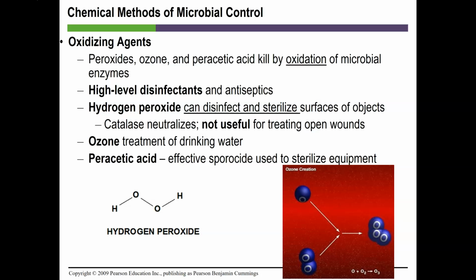3 oxygen atoms bonded together. Ozone is effective and used in some industrial settings. It is damaging to lung tissue, so it must be used in controlled situations. Pure acetic acid is another oxidizing agent that's used in industrial settings. It's used especially to sterilize equipment. These are important oxidizing agents, and they can be quite effective in greatly reducing microbial numbers.